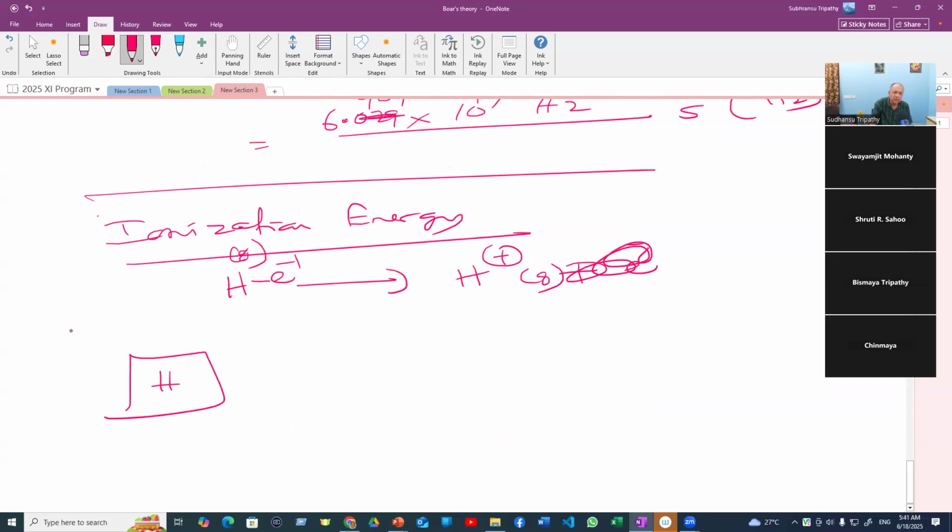And of course, for the hydrogen atom, since the energy of the electron in the first cell or in the ground state is equal to, who can tell me in electron volt? What is the energy of the electron in the hydrogen atom in electron volt?